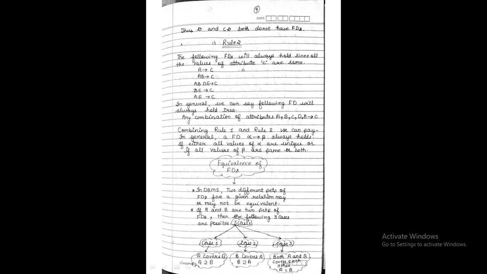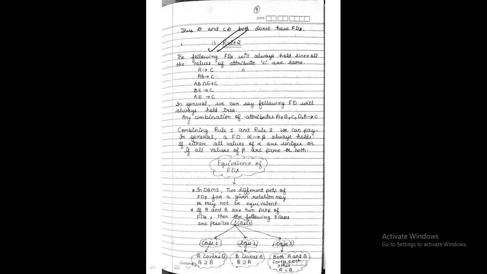According to Rule 2, the following functional dependencies will always hold since all the values of attribute C are same. We can say A implies C, AB implies C, ABDE implies C, DE implies C, AE implies C. We can say that functional dependency will always hold true because any combination of attributes will hold C. That will be a functional dependency.